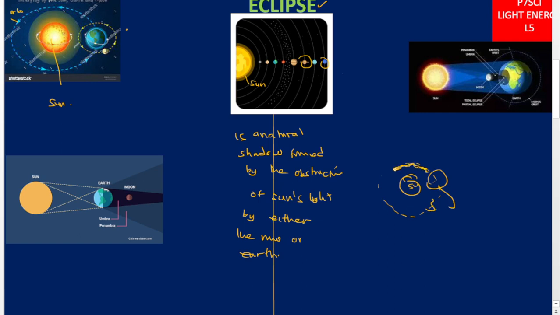So as it is rotating, it keeps on rotating around the sun's orbit. Remember, the sun is static, it does not move. So the earth is rotating on the sun's orbit.